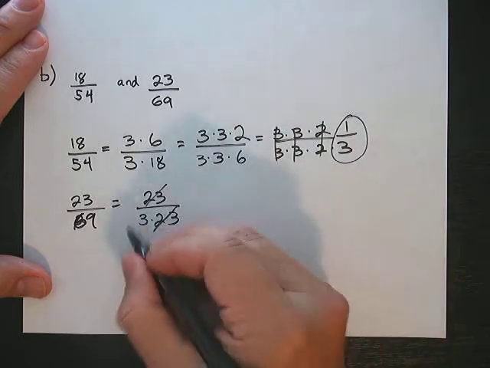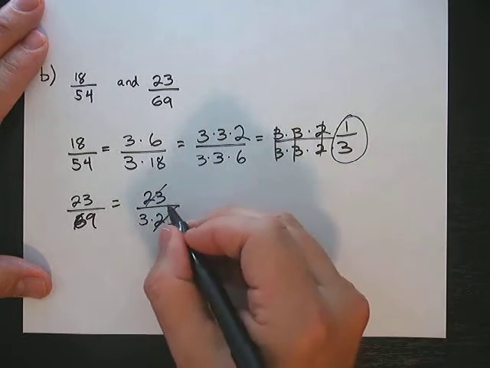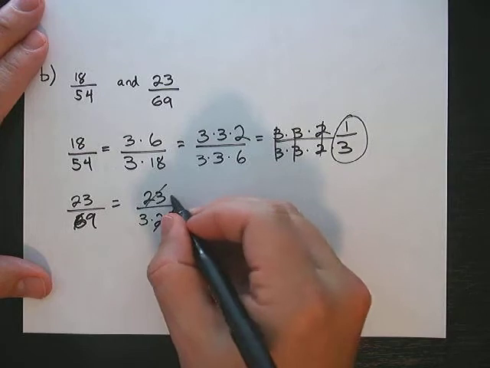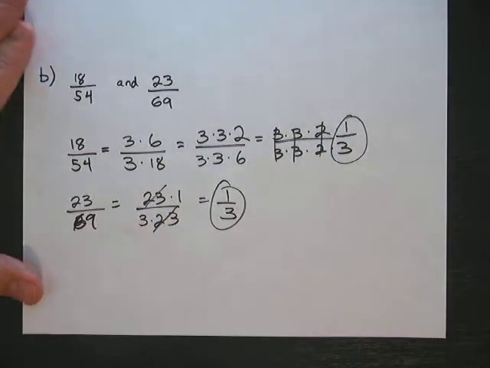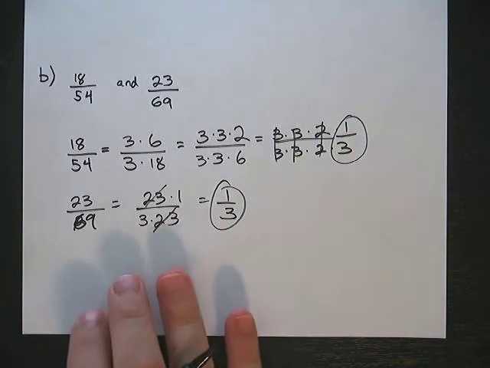But again, remember, your answer is not 3, it's 1 over 3. Since everything reduced on the top, you have to put the 1, so 1 over 3. So are these two fractions equal? Well, yes. As a matter of fact, they are.